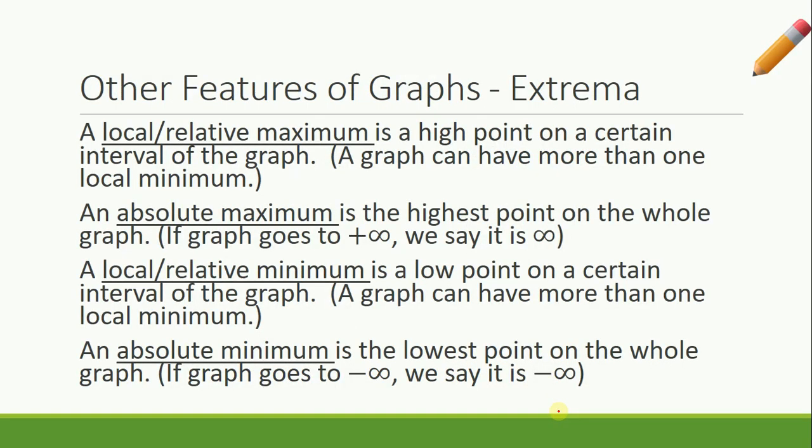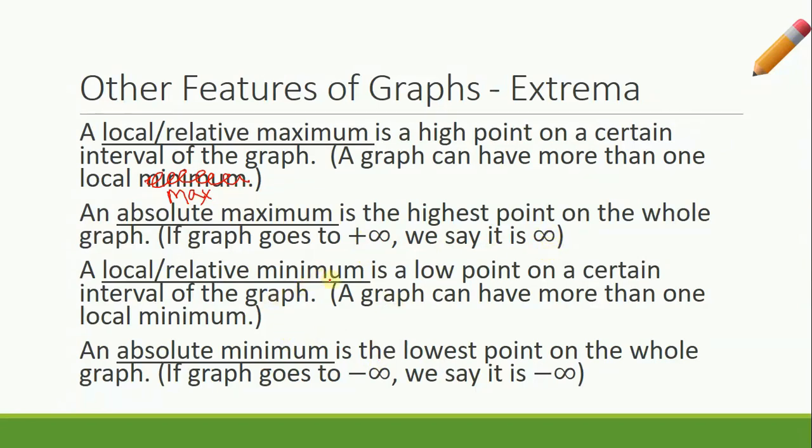Other features of graphs, what's known as extrema. You find these all the time. Local maxes are the high points of the graph. You can have more than one local, oh, this should say maximum. Bad Marsh. Local max, you can have more than one max. There is an absolute max, however. That is the highest tip top, that's the highest summit you can get to. If your graph's going to go to positive infinity, you're going to say that is infinity for your absolute max.